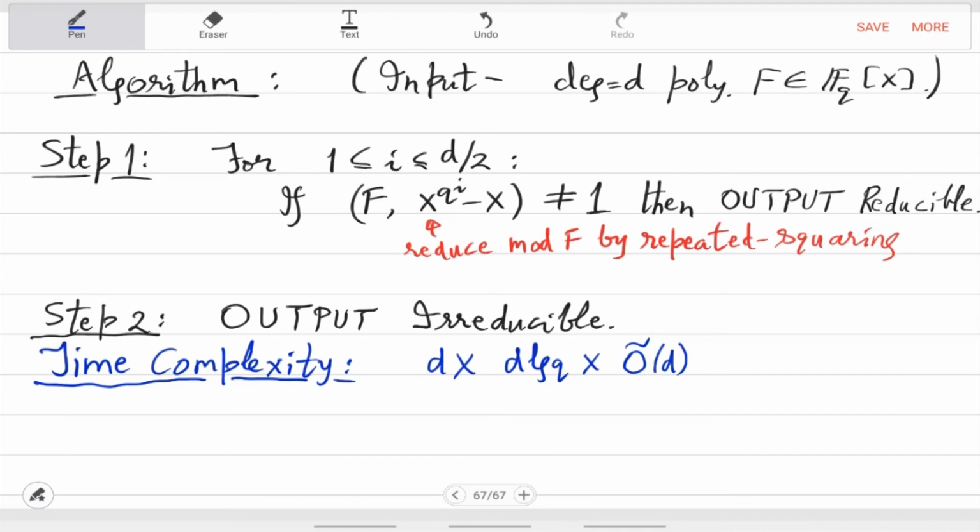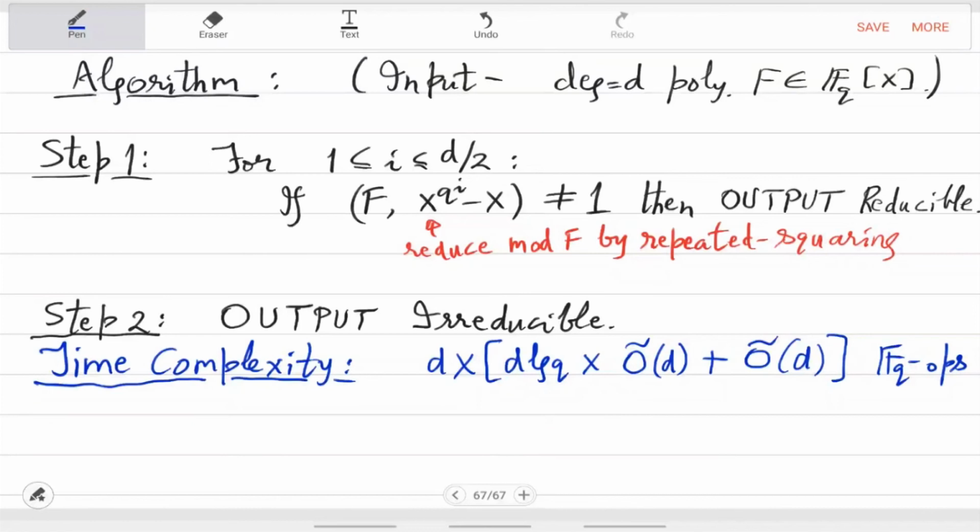And right, so now you have brought down x to the q to the I to a degree d minus 1 polynomial at most, and you will run Euclid GCD. So that will be how much? That will be linear time, soft linear. So that will be O tilde d. So these many FQ operations. Okay. Any questions?